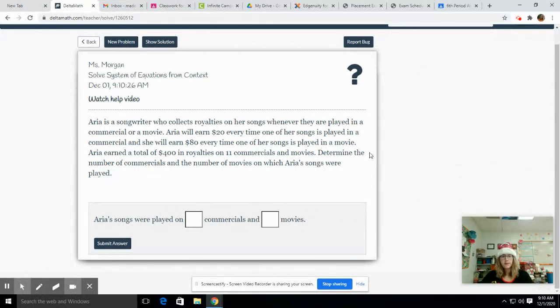So I will set up the problem on the screen, and then I'm going to switch to do it on paper. So there might be an awkward pause, but we'll start it up here. Aria is a songwriter who collects royalties on her songs whenever they are played in a commercial or a movie. Aria will earn $20 every time one of her songs is played in a commercial, and she will earn $80 every time one of her songs is played in a movie. Aria earned a total of $400 in royalties on 11 commercials and movies. Determine the number of commercials and the number of movies on which Aria's songs were played.